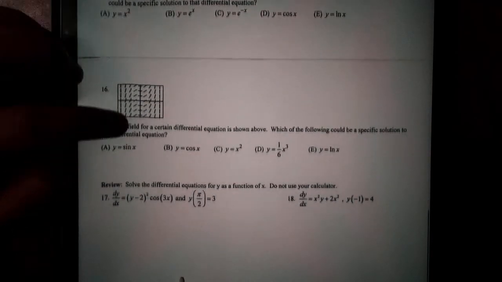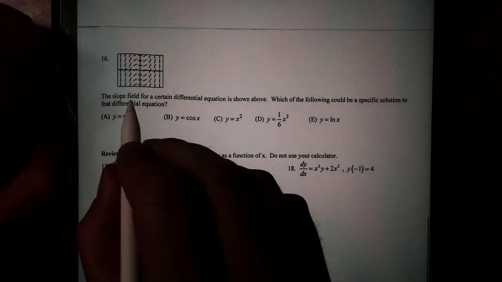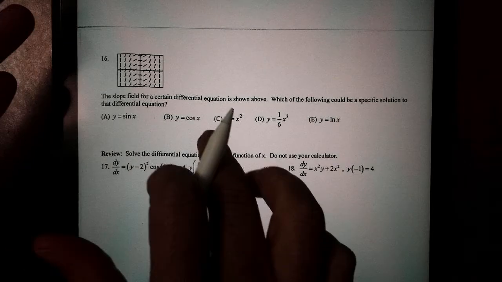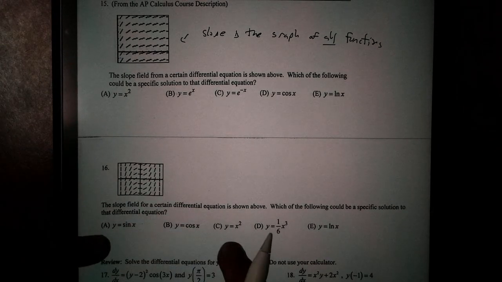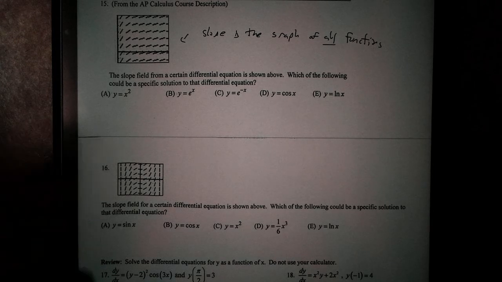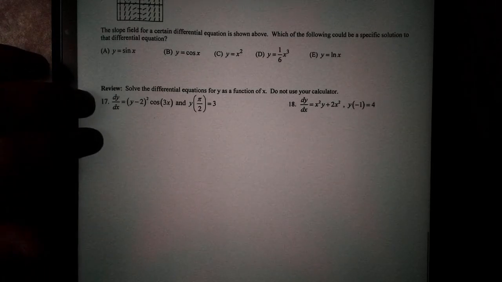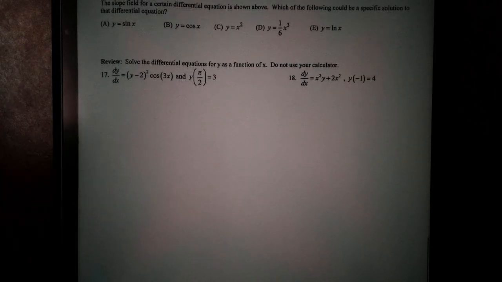So coming down over here, let's take a look, and you can just go ahead and answer this one too. It's the same kind of concept. Which of these functions would look like the graph for number 16? And then, of course, you're going to have some differentials to solve right here.